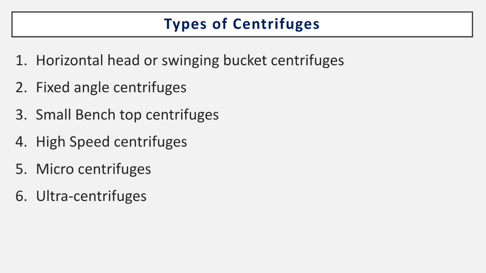So there are different types of centrifuges. Here we will discuss the regularly used ones. There are horizontal head or swinging bucket centrifuges, fixed angle centrifuges, small bench top centrifuges, also called low speed bench top centrifuges, and high speed centrifuges, micro centrifuges, and ultra centrifuges.